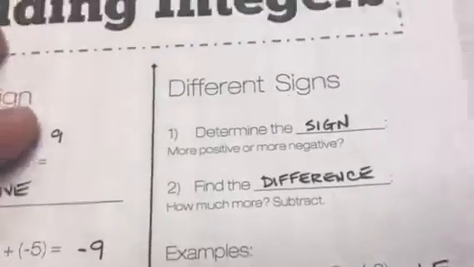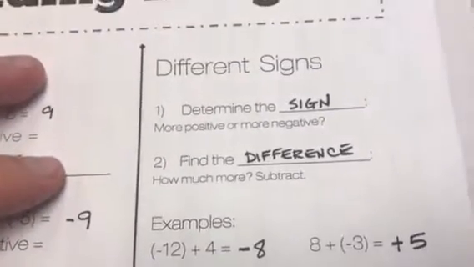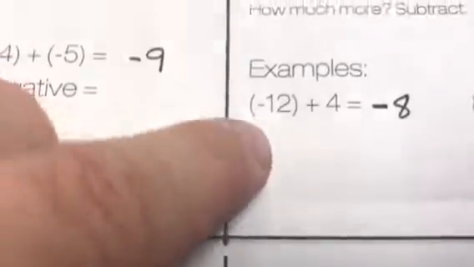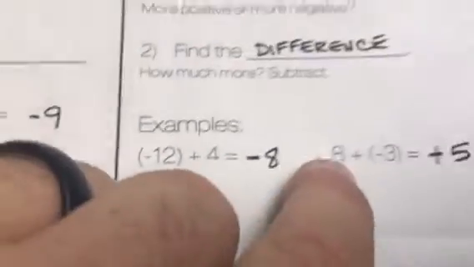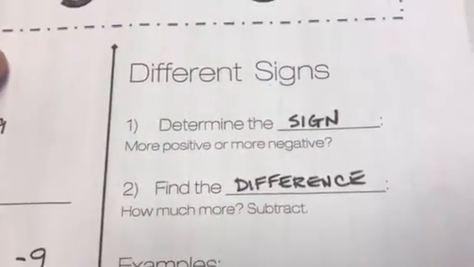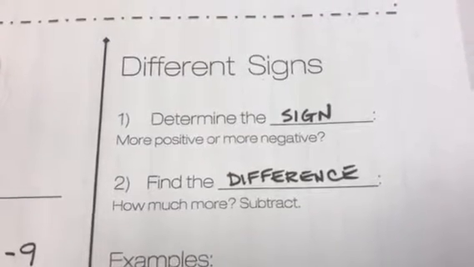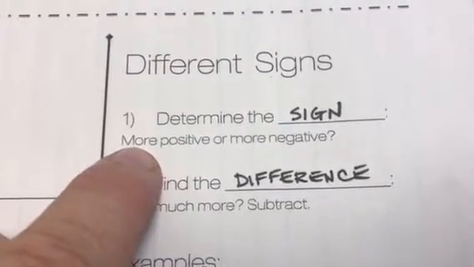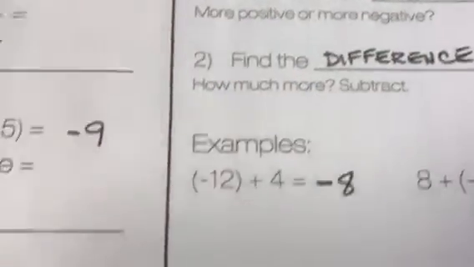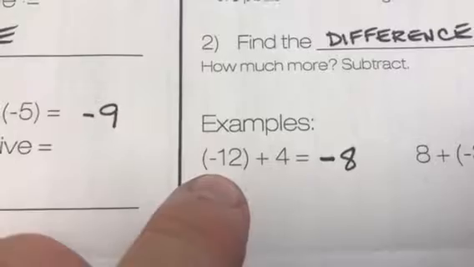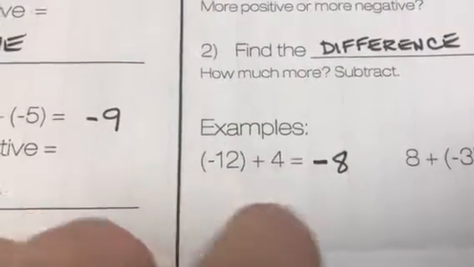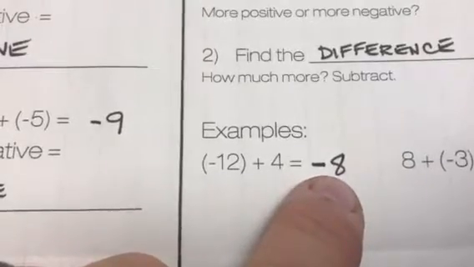When they have different signs, we have a couple of steps that can help us. First thing we need to do when the signs are different, so for example, negative, positive, positive, negative, is determine the sign for our answer. And we do that by thinking about the two numbers we're adding together. Do we have more positive or more negative? In this example, we have 12 negatives, but only 4 positives. So we have more negative, which means our answer is going to be negative.